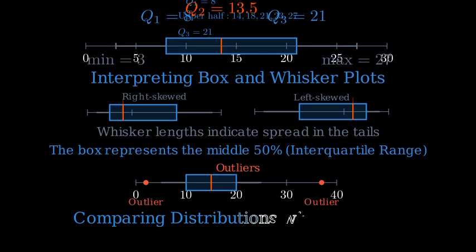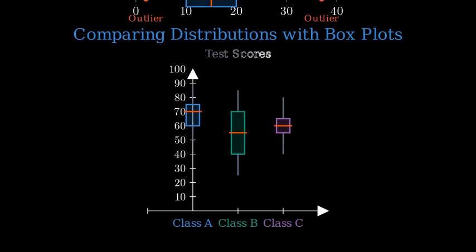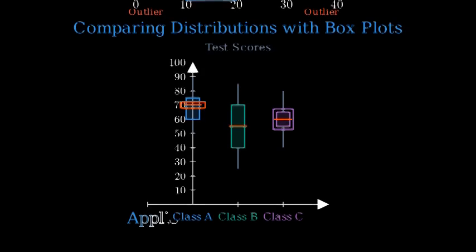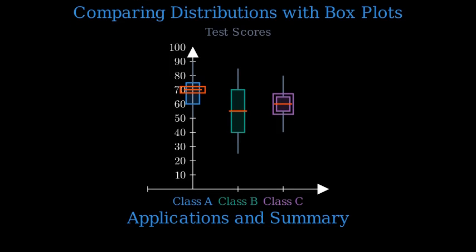One of the most powerful uses of box and whisker plots is comparing distributions side by side. For example, here we have test scores from 3 different classes. We can easily compare their centers, spreads, and overall distributions. Class A has the highest median score, but Class C has the smallest interquartile range, indicating more consistent performance among students.